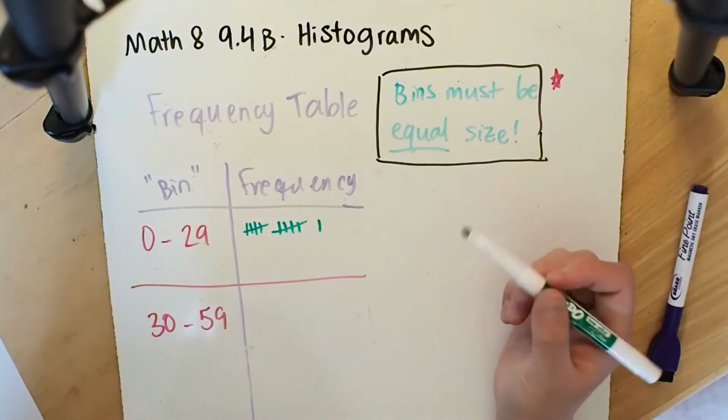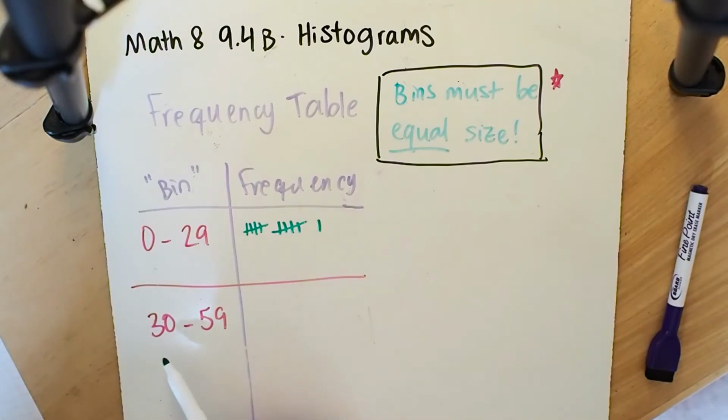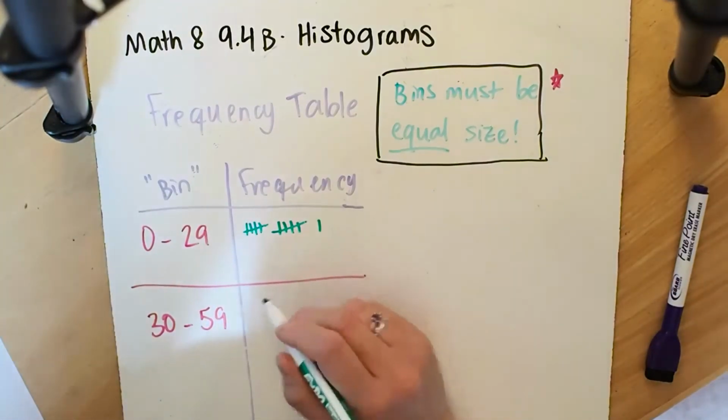Okay, let's now count the amount of people who are between the ages of 30 and 59. We have only 7.